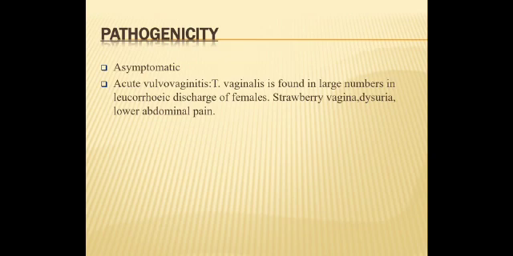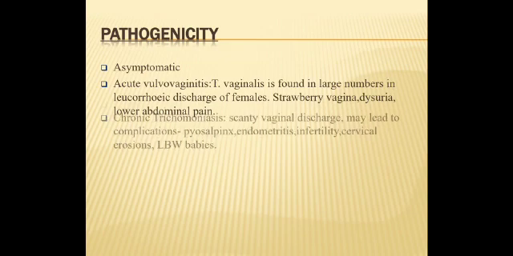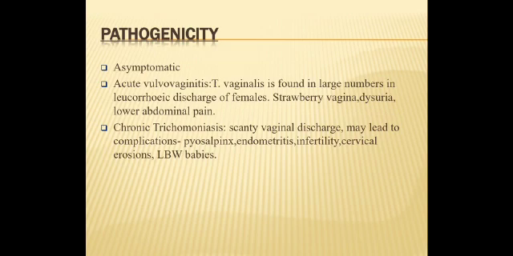Coming to the pathogenicity. Many patients are asymptomatic, and it is a very important sexually transmitted disease. In acute vulvovaginitis, a large amount of Trichomonas vaginalis trophozoites are seen in the vaginal discharge. There may be white discharge which contains these trophozoites, and the vagina will be studded with punctate hemorrhages, so it appears like a strawberry vagina. Other symptoms are dysuria and lower abdominal pain. In chronic trichomoniasis, there will be scanty white discharge, but it may lead to complications.